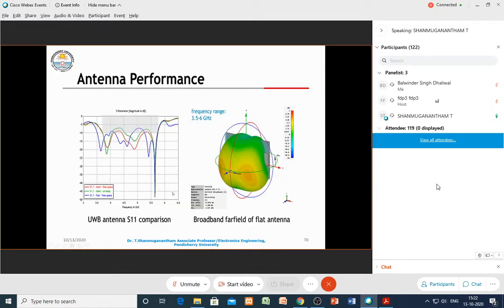And this is the antenna performance. Here this is the S11 for this case. It is getting 3.5 to 6 GHz. In this case you can see 3, 4, 5 GHz resonant frequencies are obtained for these cases, including flat free space, bent on body, as well as bent free space. These three cases are considered. In that, the flat free space is getting somewhat better performance. These are the 3D radiation characteristics of this one.